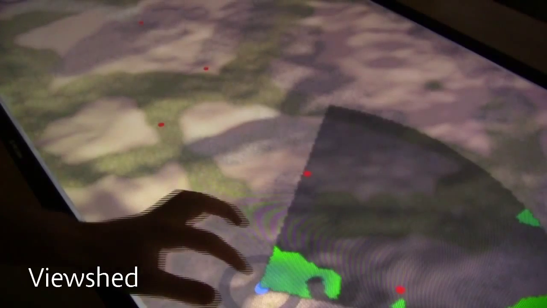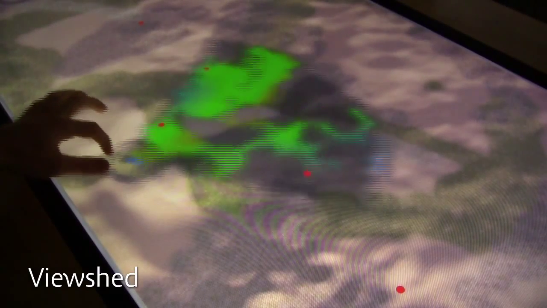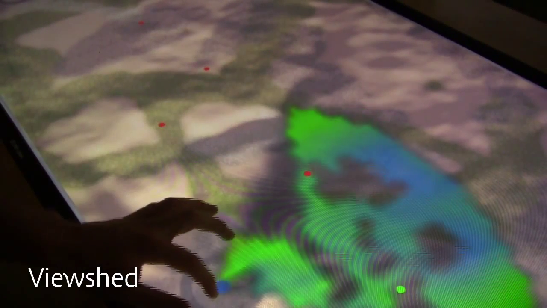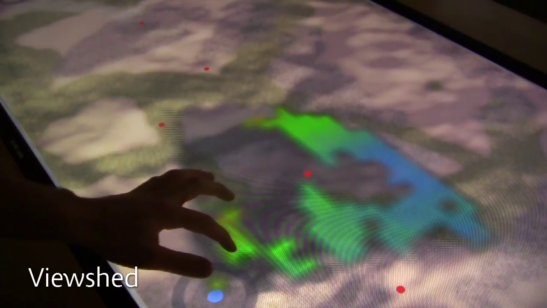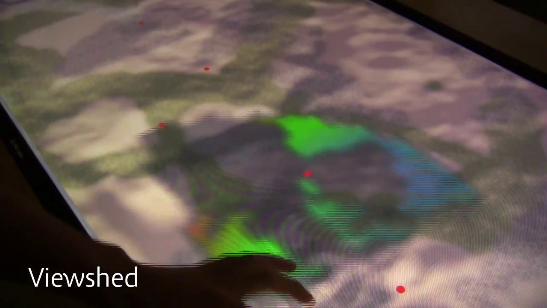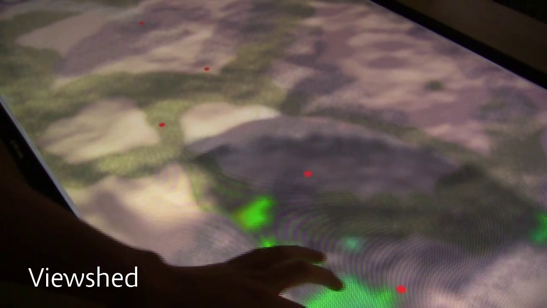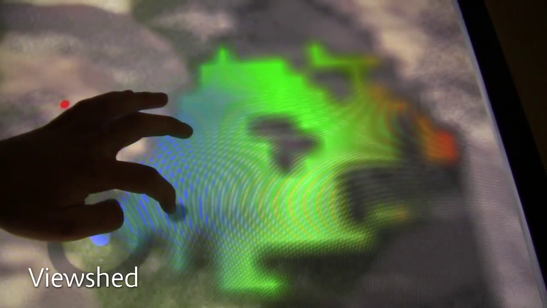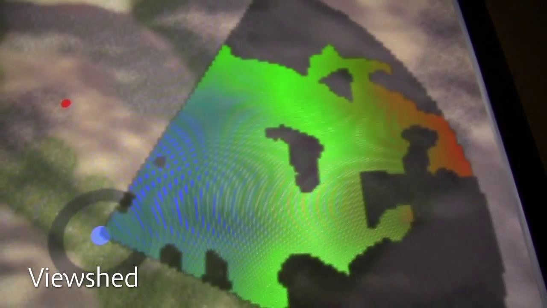The viewshed shows areas of terrain that are visible from an observation point. Red colors indicate high elevation and blue is low. The viewshed switches to a low resolution mode to allow for real-time exploration. When the user stops touching the viewshed, high resolution pops in.